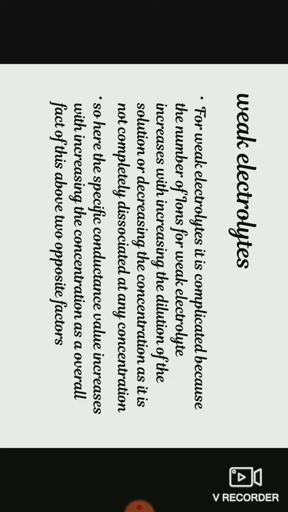It has been observed that with dilution the increase of number of ions due to dissociation is very, very small for weak electrolyte. So the dominant factor is that the number of ions per unit volume decreases for the weak electrolyte solution. So the final result is that the number of ions per unit volume decreases with dilution for both weak and strong electrolytic solutions. So kappa value always decreases with dilution or increases with concentration for both strong and weak electrolyte solutions.